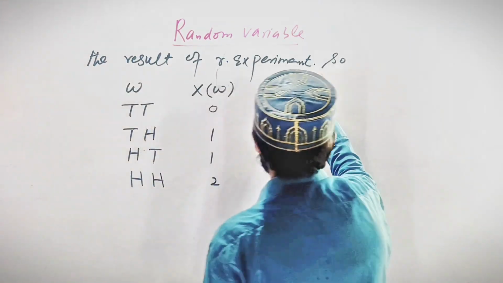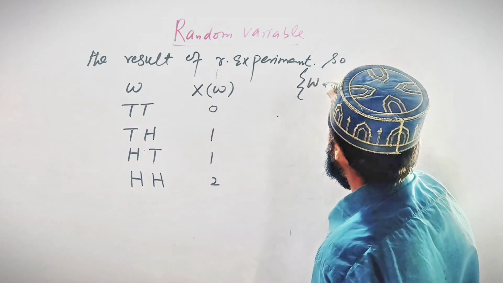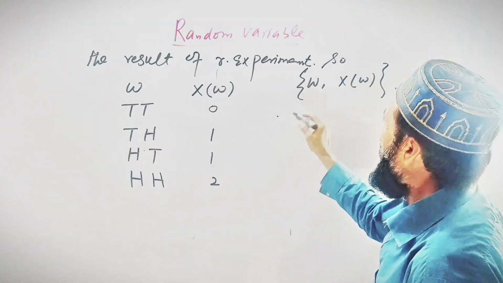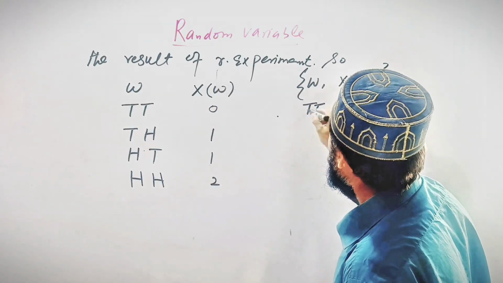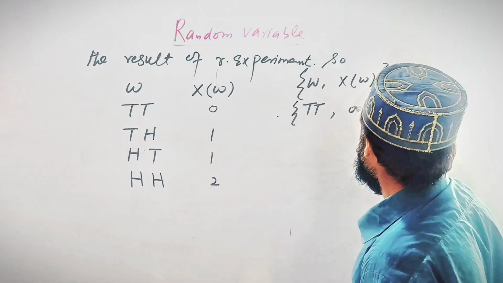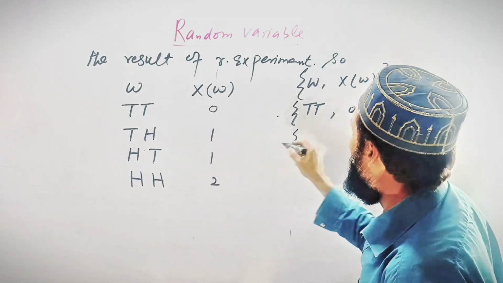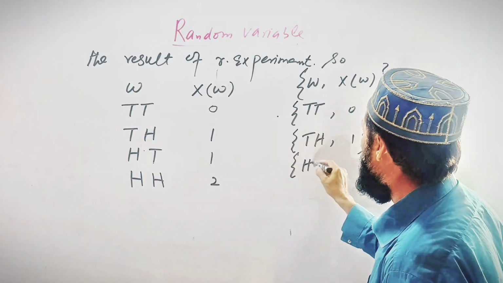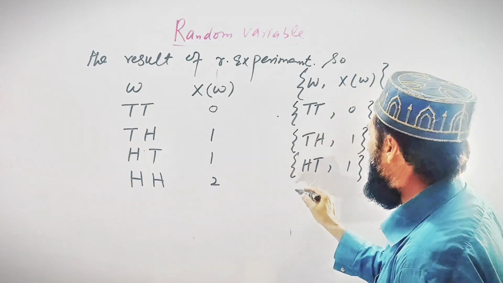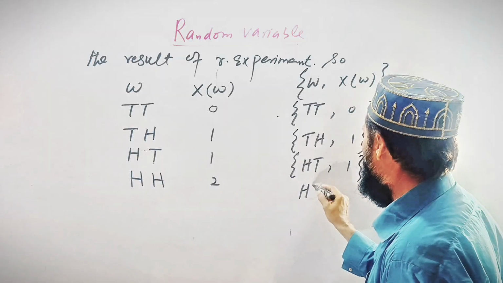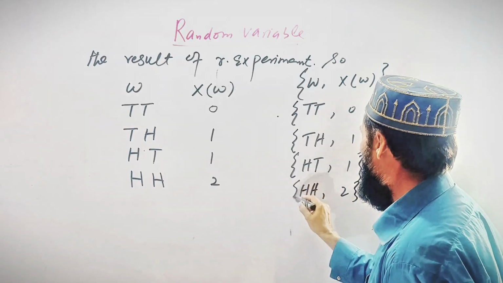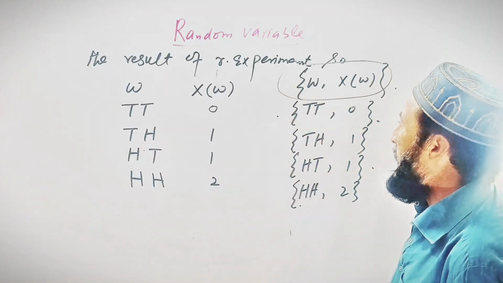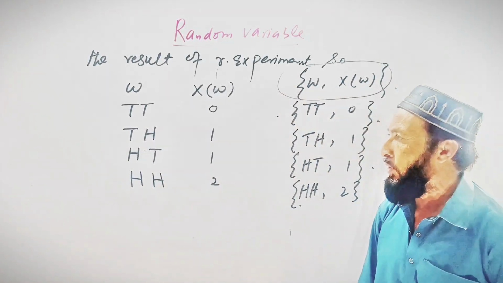Now this function we can write in the form of X and W. Here W gives the result TT and the result is 0. Similarly, here TH and the result is 1. Again here HT the result is 1 and HH the result is 2. So we get this in the form of a function, so it can be more rigorous.